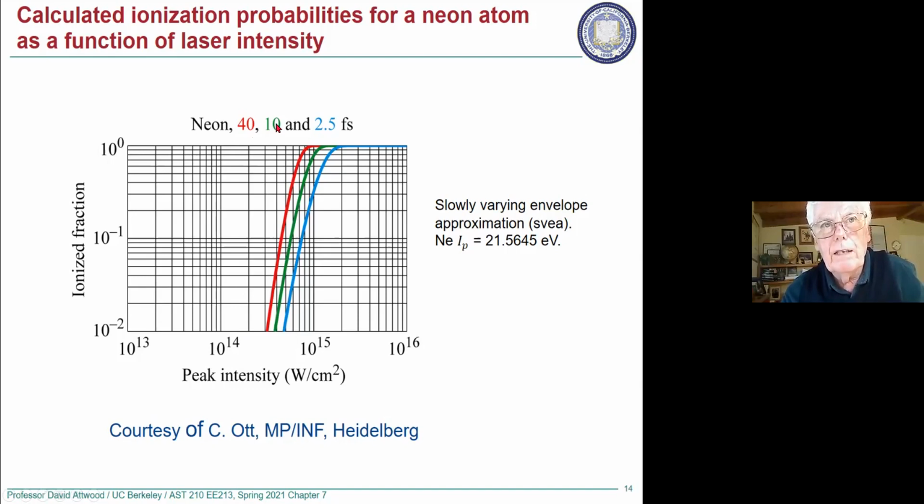And then for 10 femtosecond pulses, you have to go out to a little bit higher intensity to get the same number of ionizations. So what would this be? 1, 2, 3, 4, 5, 6 times 10 to the 14. Okay, so that's the neon. And this is the ionization potential of neon, 21 eV.